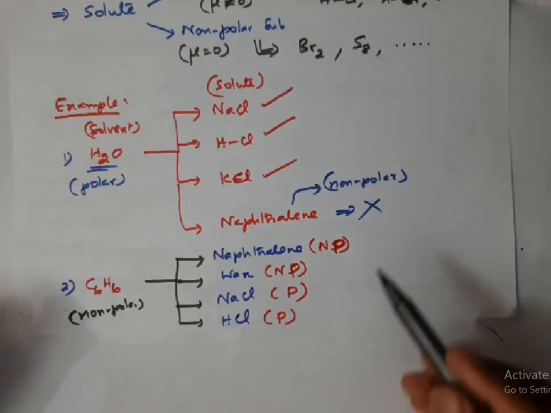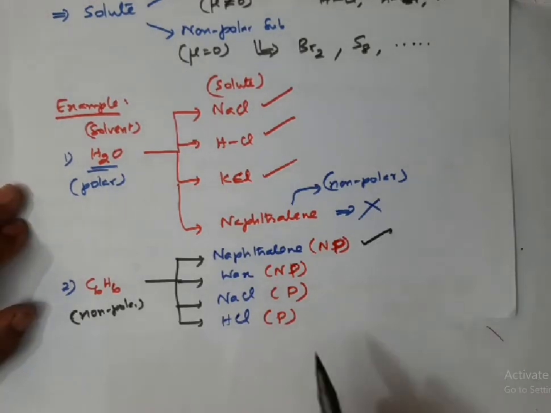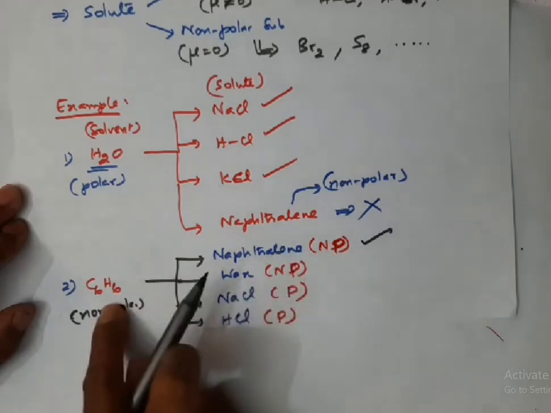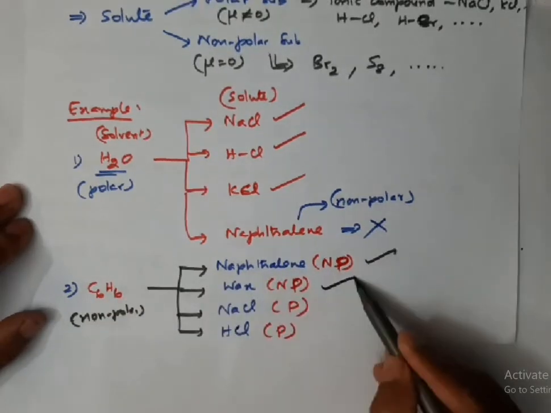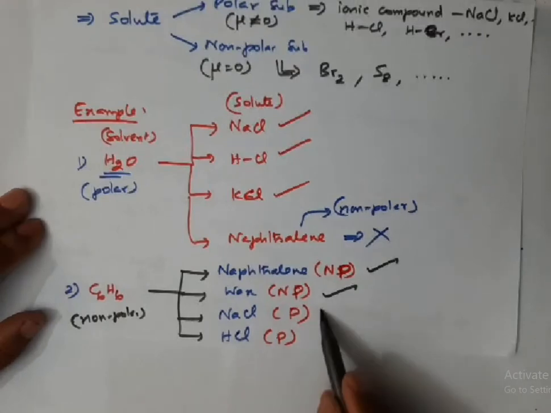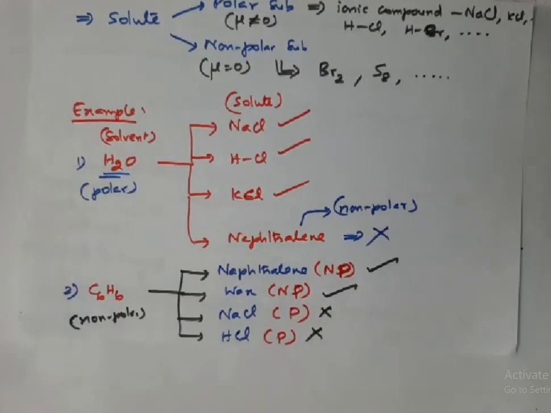Naphthalene dissolves because it is non-polar. Naphthalene dissolves in benzene. Wax also dissolves in benzene. But sodium chloride and HCl, since they are polar, are not dissolved in benzene. Is it clear, students?